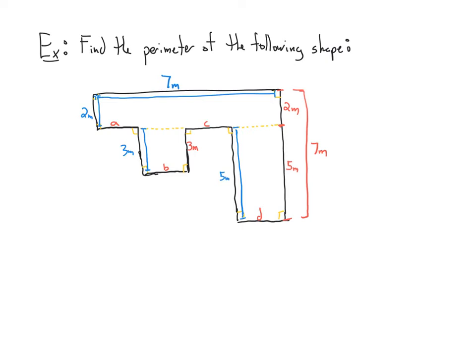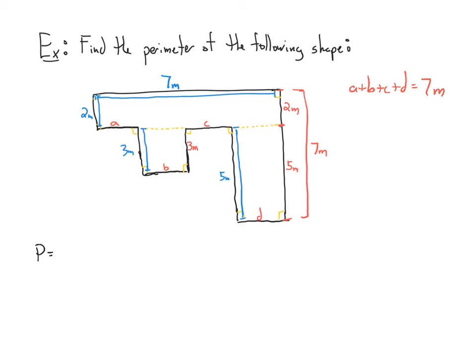But if you think about it, the top is 7 meters long. So the bottoms combined, since this is kind of like a big old rectangle, have to be 7 meters as well. So our bottoms are A, B, C, and D. So the sum of these has to be 7 meters. So even though I don't know the exact length, I know that the sum of these guys is 7 meters.